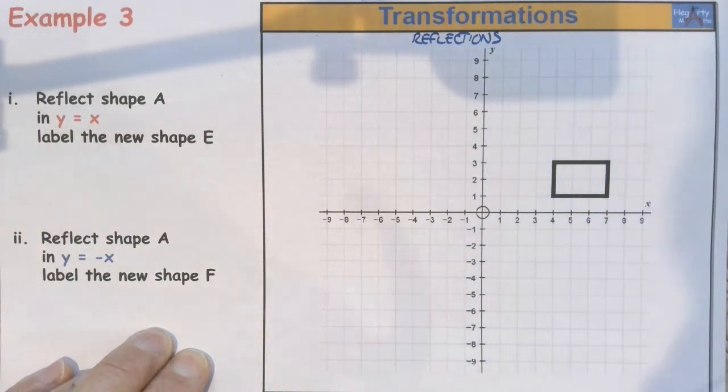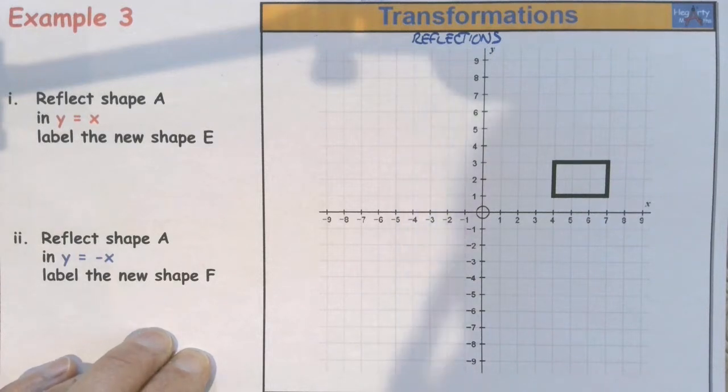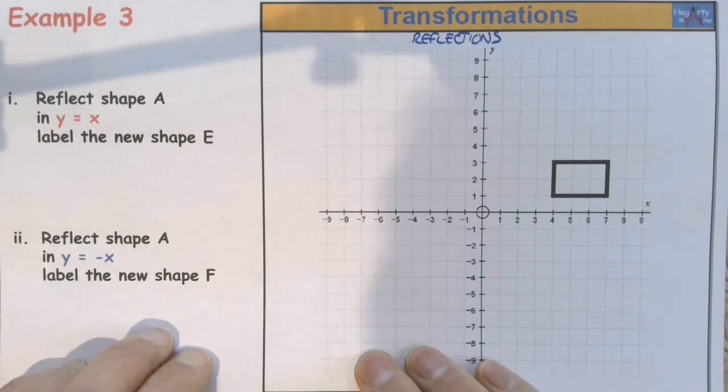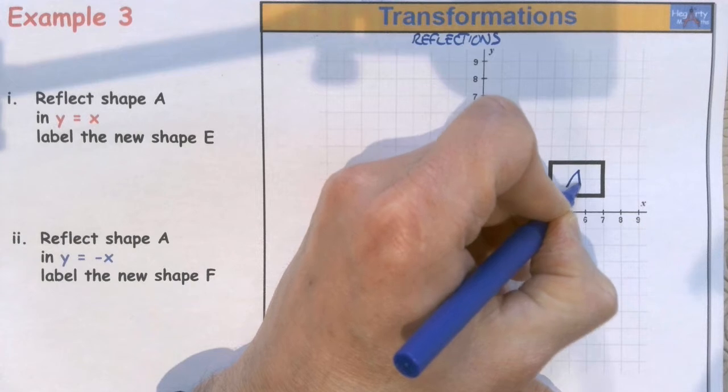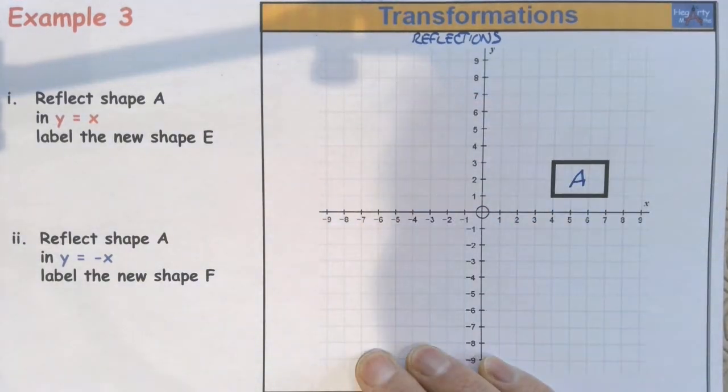So we're continuing our story about transformations and reflections. Now we're going to do some slightly more complicated reflections. So here we're asked to reflect shape A, which I need to label. There you go, there's shape A. We need to reflect it in the line y is equal to x.